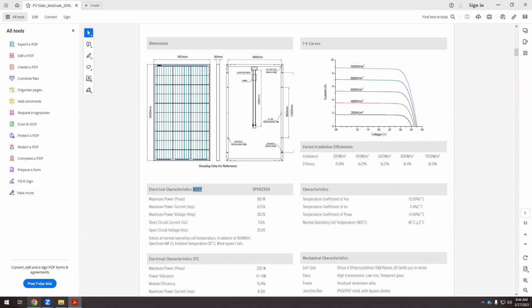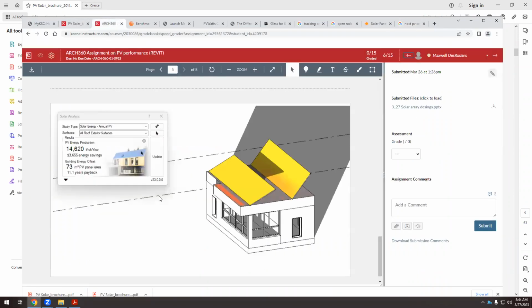How can we do that? We have to analyze this again. So let's check this solution. We have 73 square meters in this PV array. What is the area of this panel? It's 1.6 meters times 1. So the area in international units is 1.6 square meters.